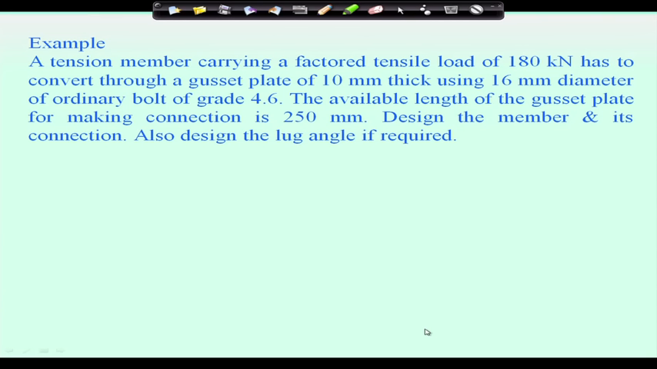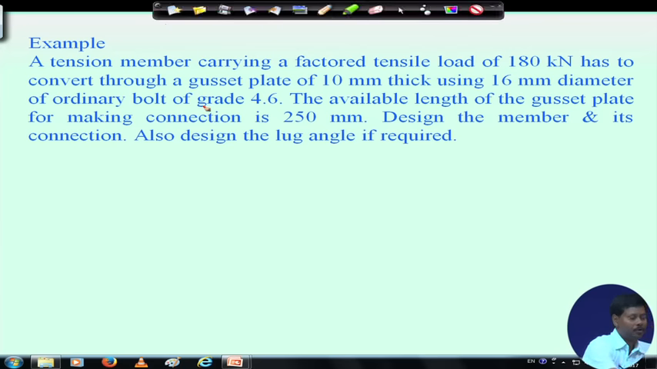So, here you see, it is given that a tension member carrying a factored tensile load of 180 kilonewton has to be connected through a gusset plate of 10 mm thick using 16 mm diameter ordinary bolts of grade 4.6. The available length of the gusset plate for making connection is 250 millimeter. Design the member and its connections, also design the lug angle if required.